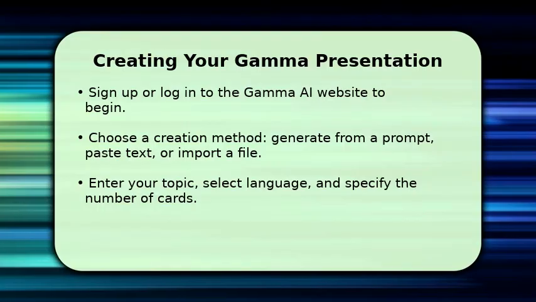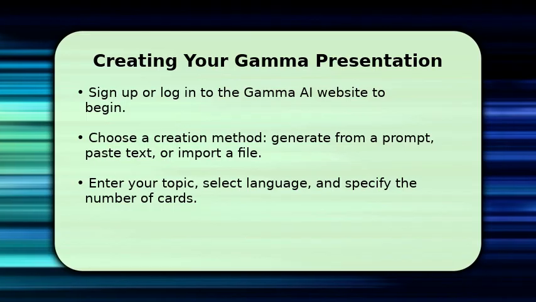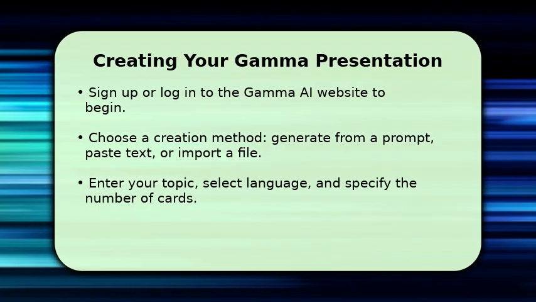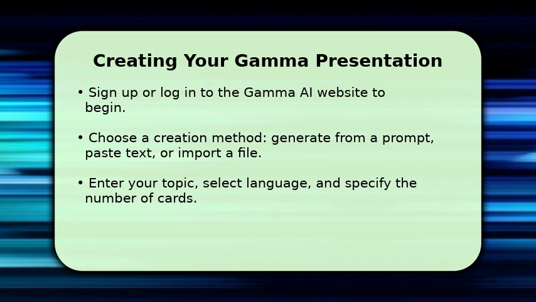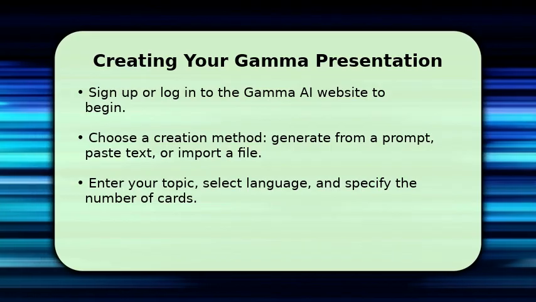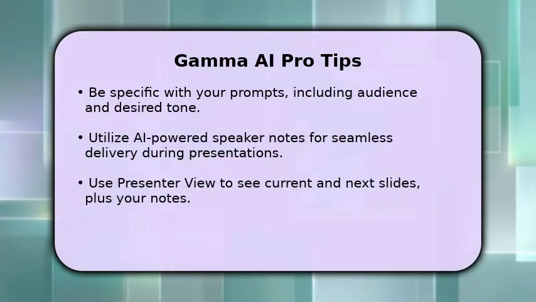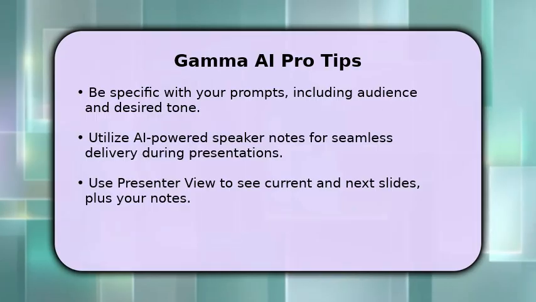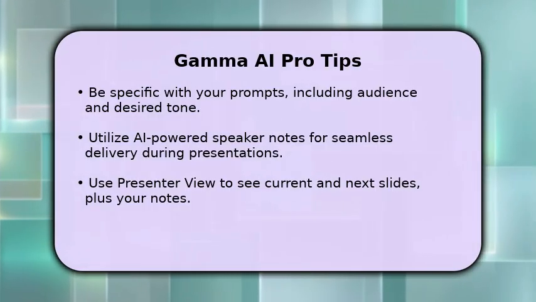To create your presentation, first sign up or log into the Gamma AI website. Next, select your preferred creation method. Generate from a prompt, paste an existing text, or import a file or URL. Then simply enter your topic, choose your desired language, and specify the number of cards or slides you need. Gamma will quickly generate an outline, which you can review and edit before selecting a theme and refining your individual slides. For the best results with Gamma AI, always be specific in your prompts, detailing your audience and desired tone.